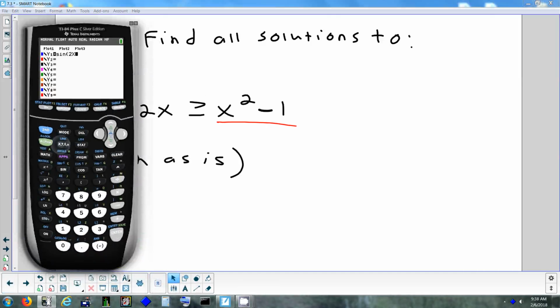So sine 2x and x squared plus 1. I'm going to start with a zoom 7 and just see how it looks. So there's sine 2x. And there's x squared. Oh, I should have put in minus 1. Sorry. And what we're looking for is where the sine wave is above or equal to the parabola.